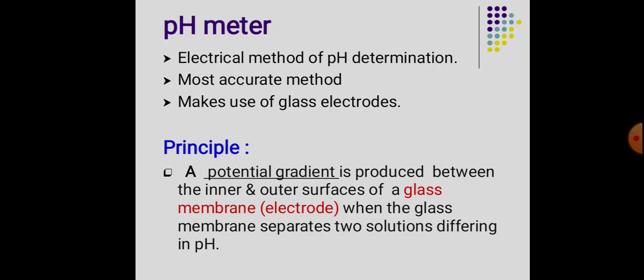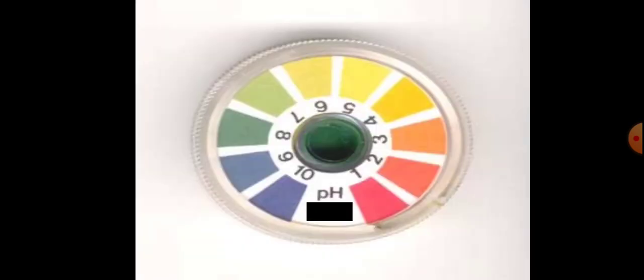Next, about the pH meter. About the pH meter we will discuss in the next session. So far we discussed the importance of measuring pH in our body, why we have to measure pH, and what the methods for the measurement of pH are. These are indicators, pH paper, pH disc, and pH meter. We discussed pH indicators, pH paper, and pH disc. In the next session we will discuss the pH meter.